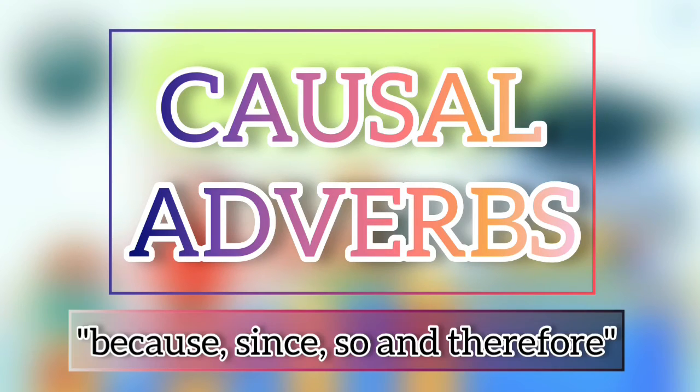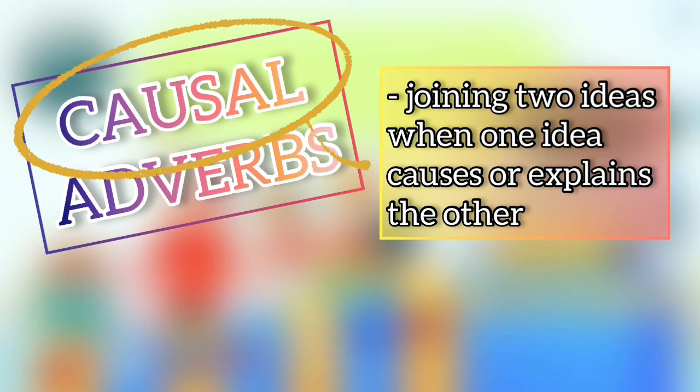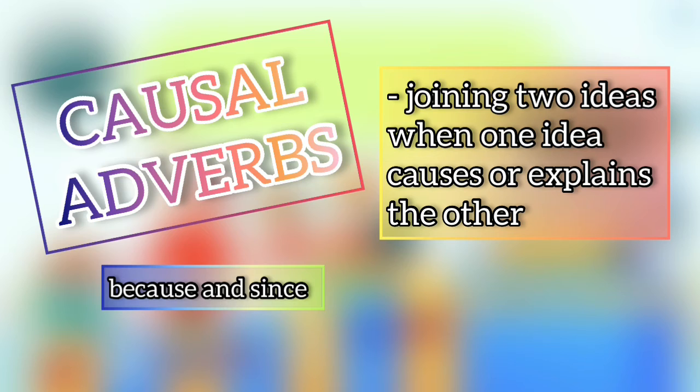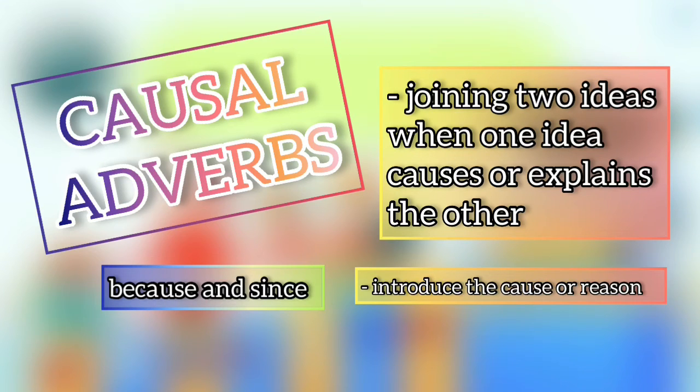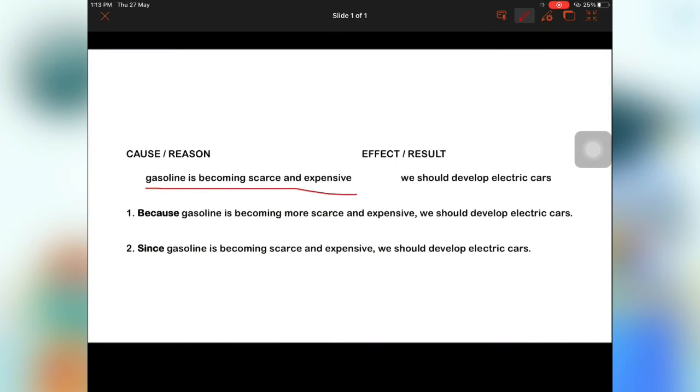Examples are because, since, so, and therefore, which we are all very familiar with. From the word itself, causal, meaning joining two ideas when one idea causes or explains the other, like because and since. Both introduce the cause or reason, so and therefore, the effect or result. But be careful with the punctuation you will use with them. Our cause or reason here is gasoline is becoming scarce and expensive. Effect or result is we should develop electric cars.